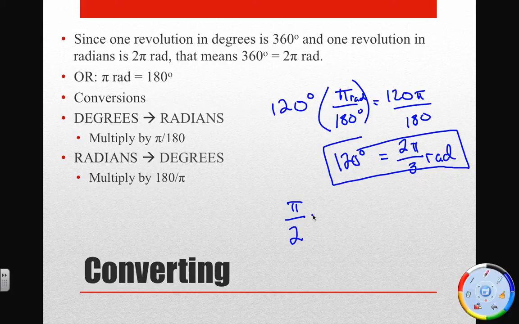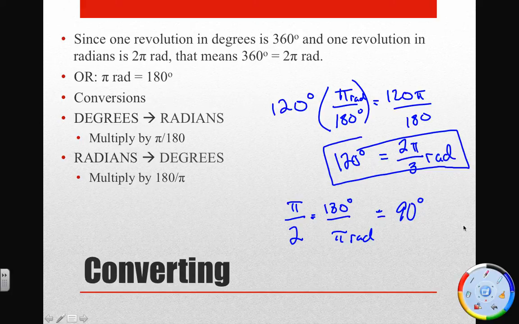Well, I would multiply by 180 over pi. And if you remember chemistry, this is basic unit conversion. Notice that the degrees would cancel and you're left with radians. Here, the radians are going to cancel and you're left with degrees. So I get pi over pi, that cancels, and 180 over 2 is 90. So that means pi halves is equal to 90 degrees.